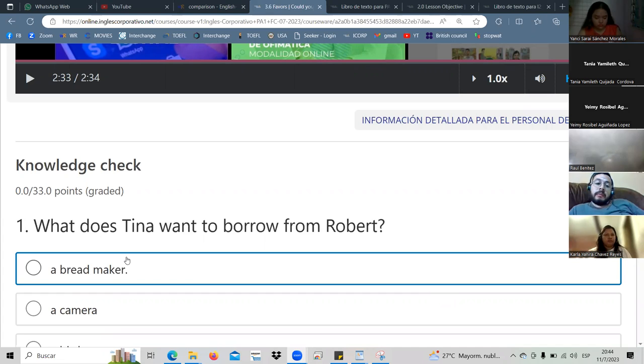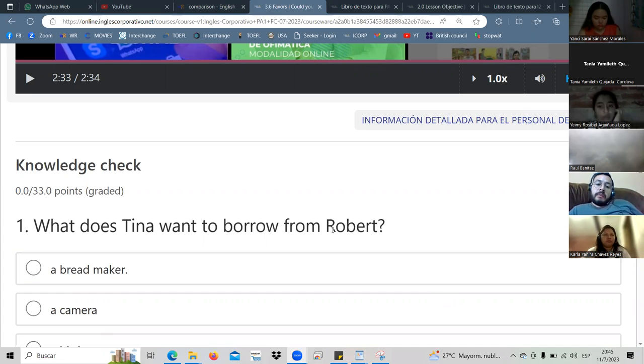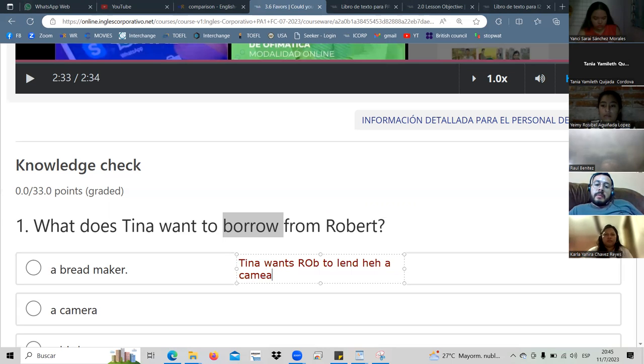Thank you. So Tina wants to borrow, or podríamos decir, Tina wants Robert to lend her. Look. Tina wants Rob to lend her a camera. Quiere que le preste, pero sí, puede decir, quiere pedir prestado, borrow. Y si no, quiere que le preste, lend her. Got it? Nice. So Tina wants to borrow from Robert a camera, of course.